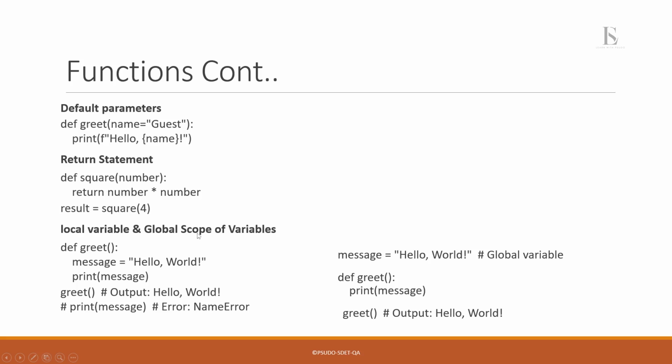Now, local and global scope of variable. Local is something that is defined within the function. Global is something which is defined outside of the function, and it is accessible to all of the other lines of code. Whereas this local variable is only accessible when this function is being called, right? If you want to print this message outside the function, then you'll get a name error saying the variable is not defined, right?